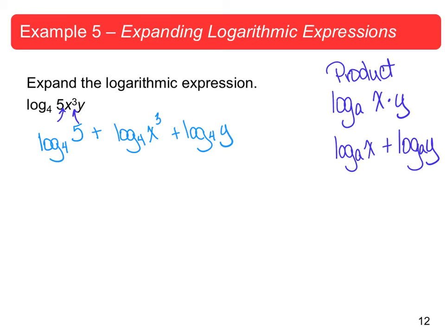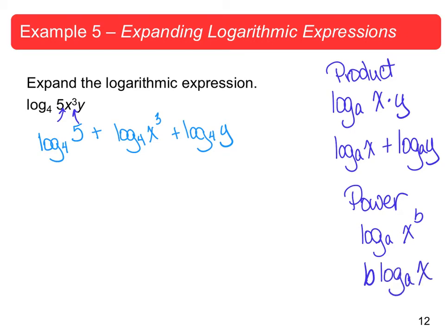Now, I am finished using the product property, okay? But I also need to use the power property, and that's if I have log base a x to the b power, that b gets moved in front of the log. So I have b times log base a of x. Now I only need to do that in one spot. The only place I'm going to do that is right here. Okay, my 5 and my y didn't have an exponent.